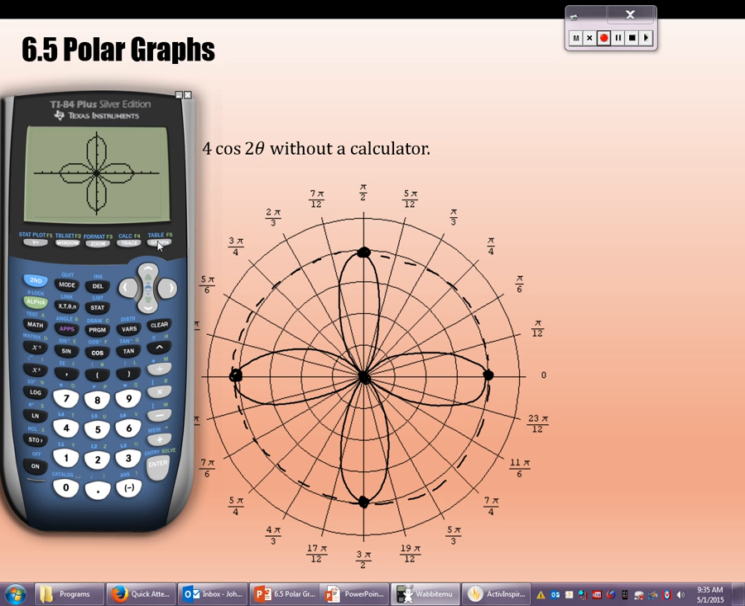Can you give me limits for theta min and theta max that would not produce the whole picture? It would only produce that one petal. What do you think it would be? I need values of theta that produce 0 for r on either side of this petal, right?